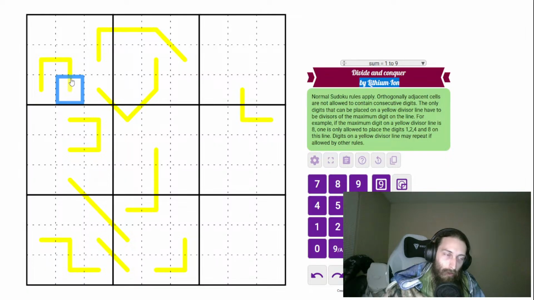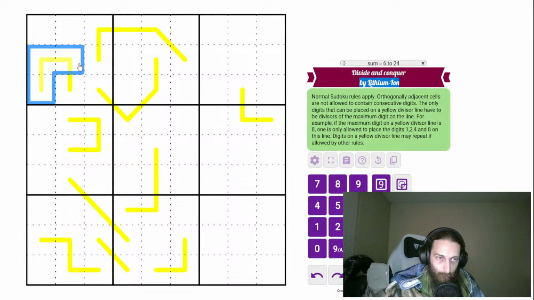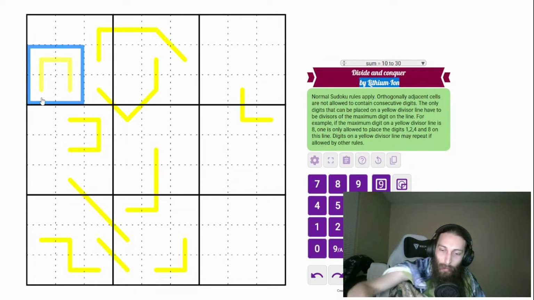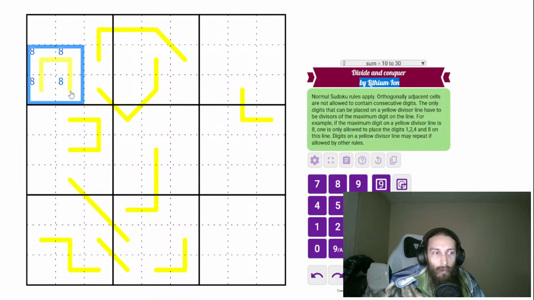If I used a 9 as the biggest digit, that would be 1, 3, 9, and I wouldn't have enough. If I used 8 as the largest digit, 1, 2, 4, and 8, so 8's a possibility for the max. If I used 6, it would be 1, 2, and 3. However, because the 1 and the 2 would be like this, the 2 would be next to the 3. So I cannot use 6.